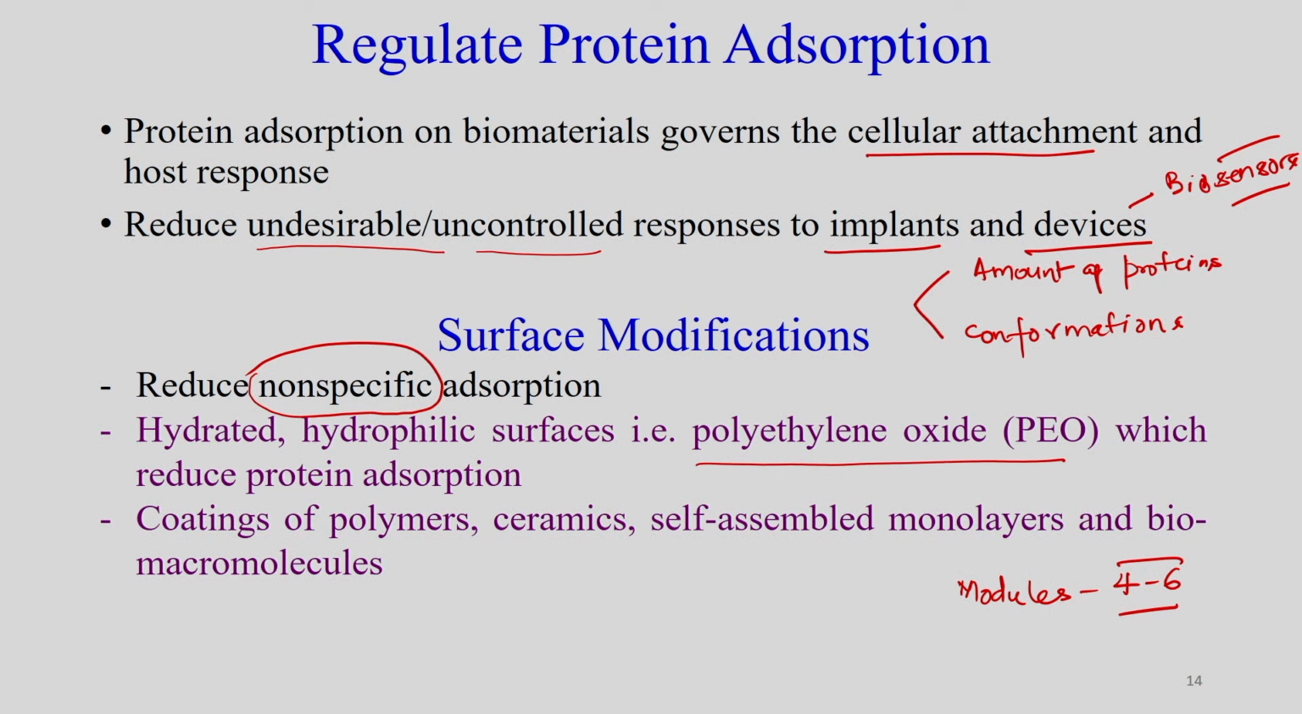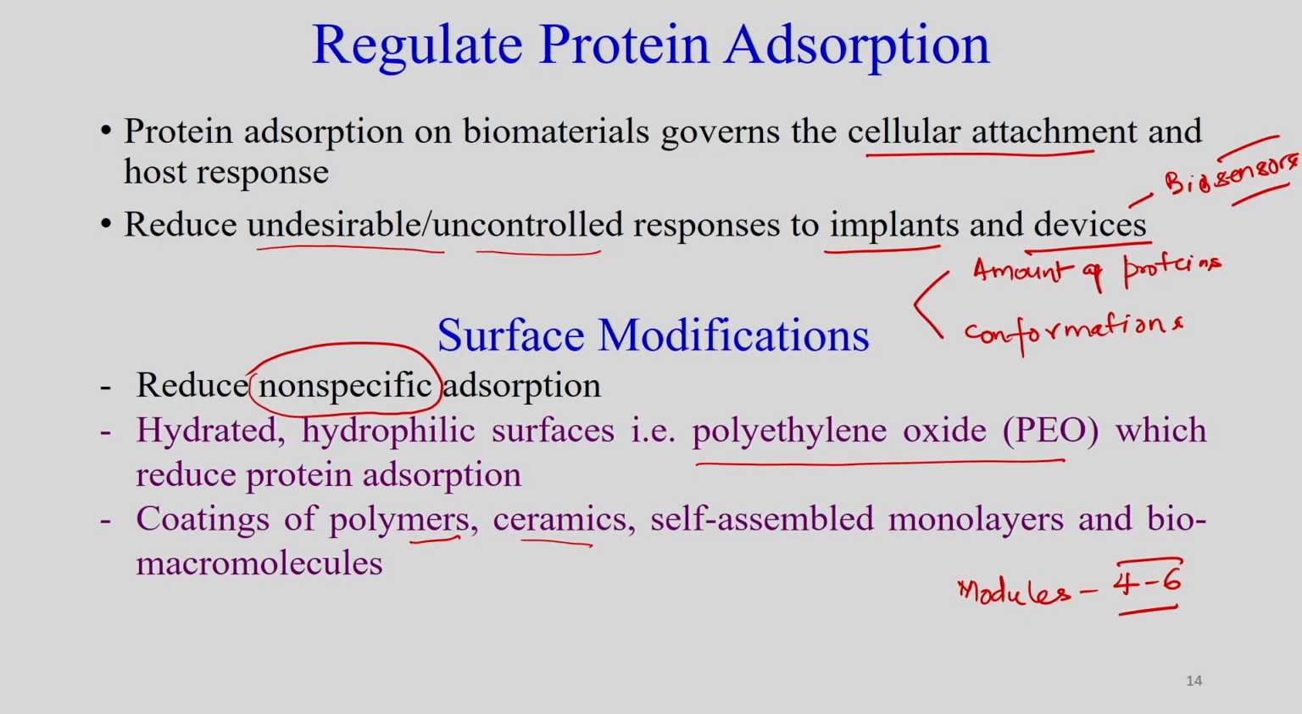So, different polymers, starting from the hydrated and hydrophilic polymer like polyethylene oxide, are very well known to reduce protein adsorption because of its spatial arrangement, which forms a hydrated water layer between the surface and protein. Apart from that, the coating of various polymers, ceramics, self-assembled monolayers and other biomacromolecules have been tested to tune or regulate the protein adsorption.